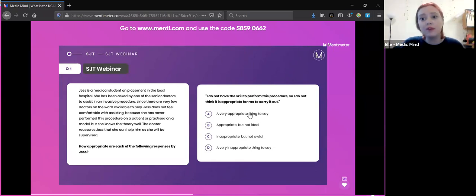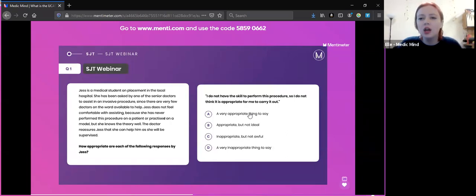So sometimes you might feel a bit uncomfortable as a medical student, say if it's your first time taking blood, but as long as you've done all of the safety assessments beforehand and you've practiced on a model, that would be fine. But the key here is Jess is really quite uncomfortable. So to say, I don't have the skills, so I can't perform it, that in itself sounds quite reasonable.